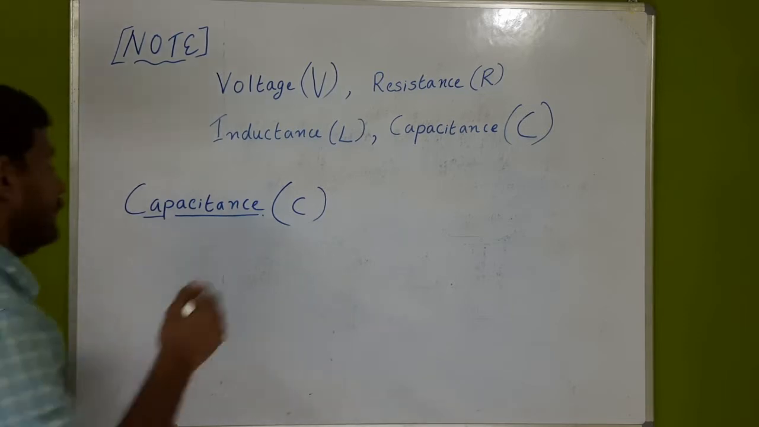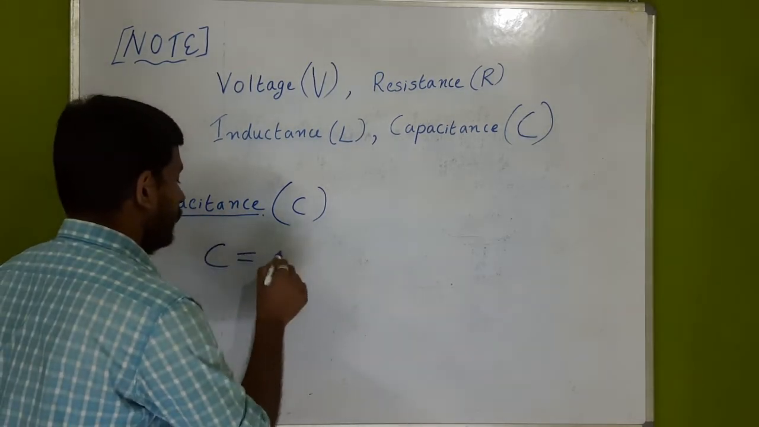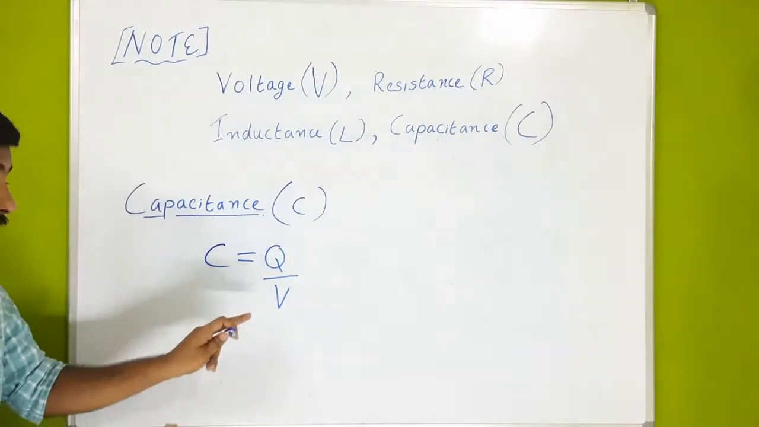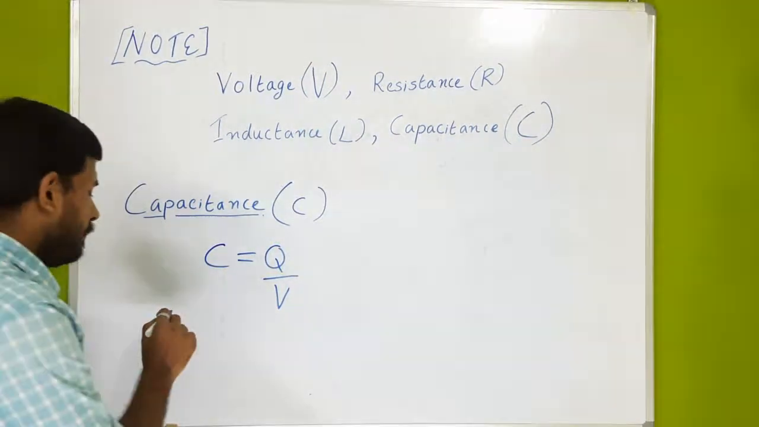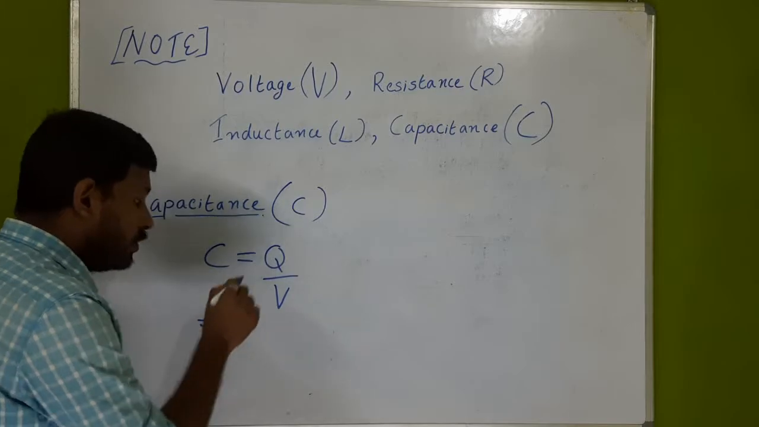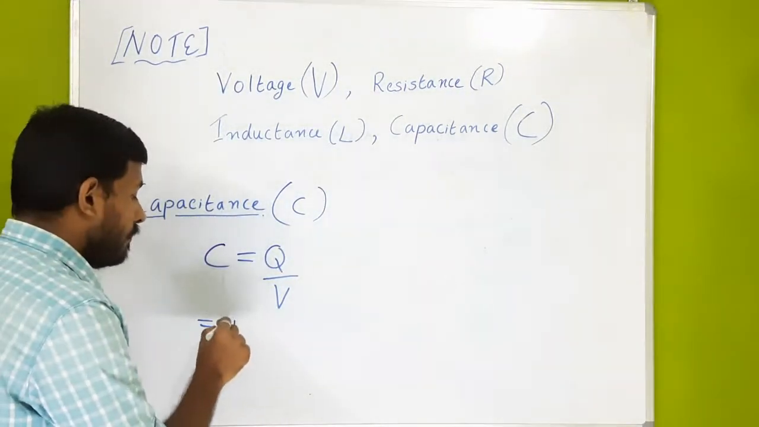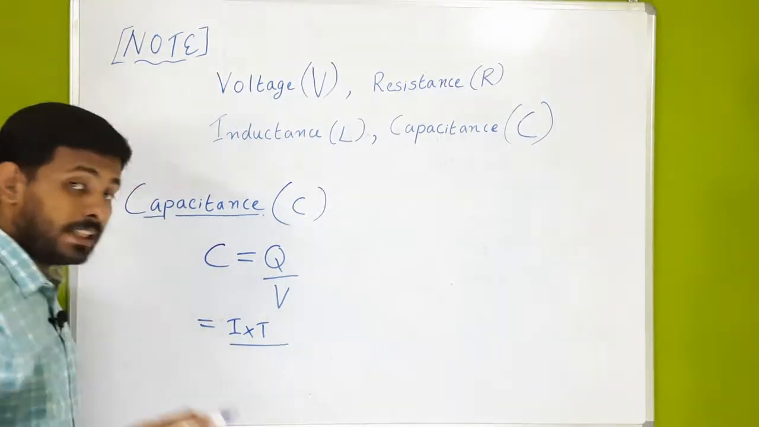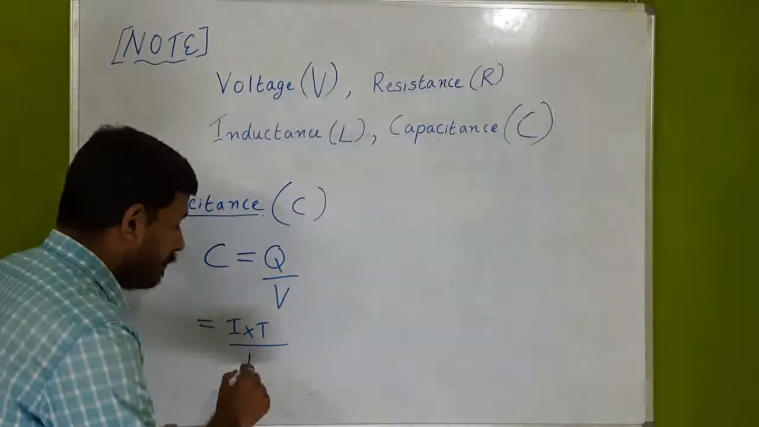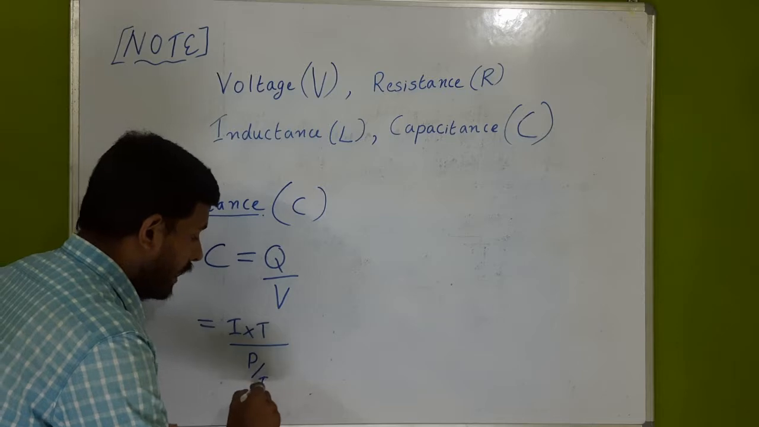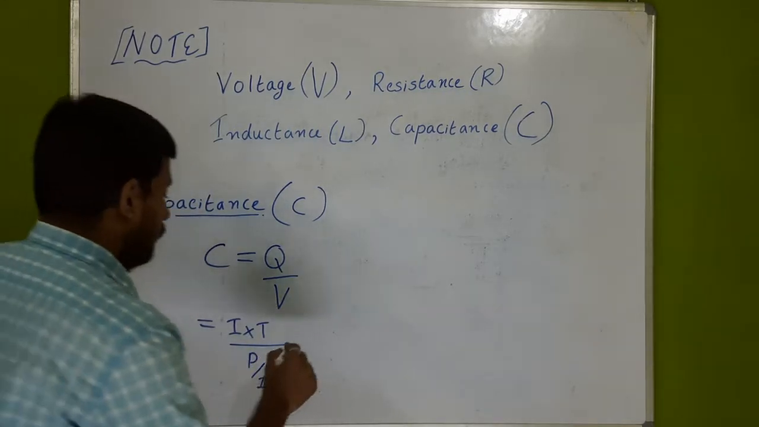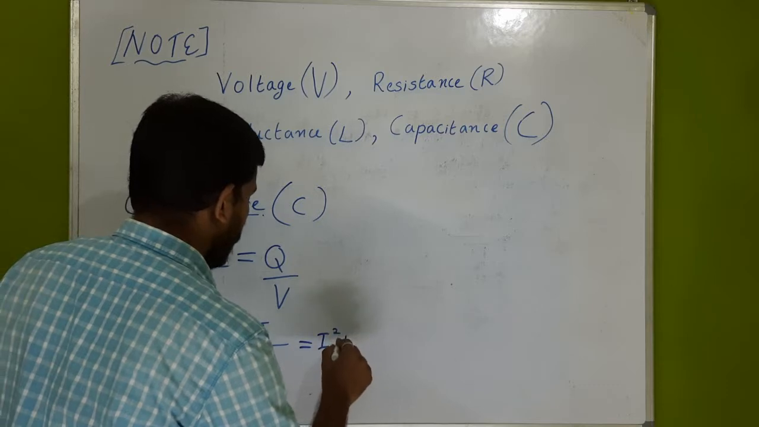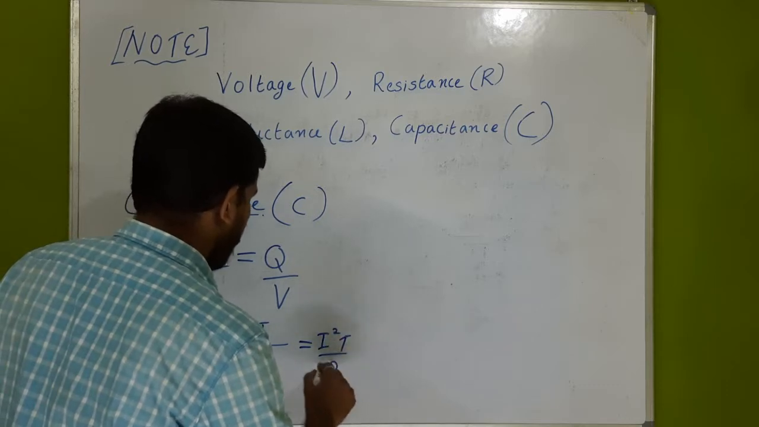Last we have capacitance. Capacitance C is equal to Q divided by V. Q is the charge and V is the voltage. And we know that charge Q is equal to current into time, and voltage is power divided by current. Therefore, we will get I squared T divided by power.